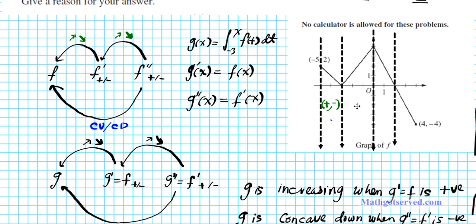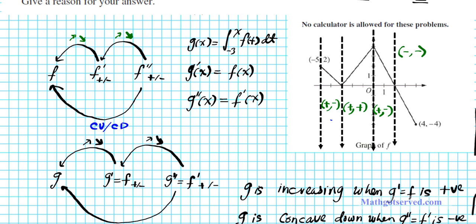Here in this interval, the function F is positive since it's above the x-axis, and its derivative is positive since it's increasing. For this interval, F is positive since it's above the x-axis, and its derivative is negative because it's decreasing. And then for this last interval, from 2 to 4, the function is underneath the x-axis, so it's negative. And since the function is decreasing, the derivative is also negative.